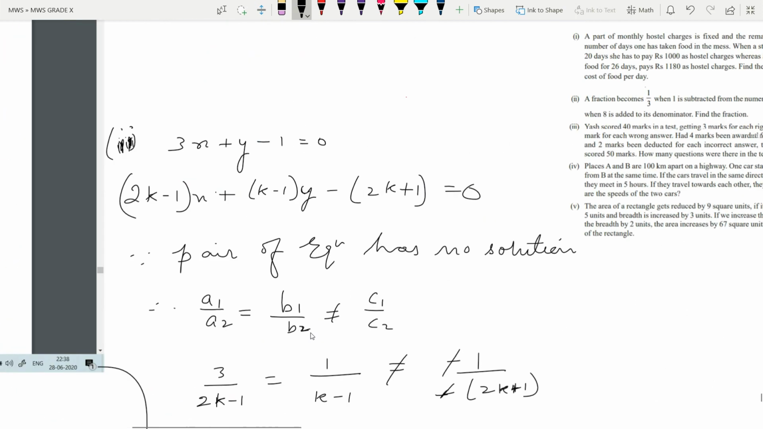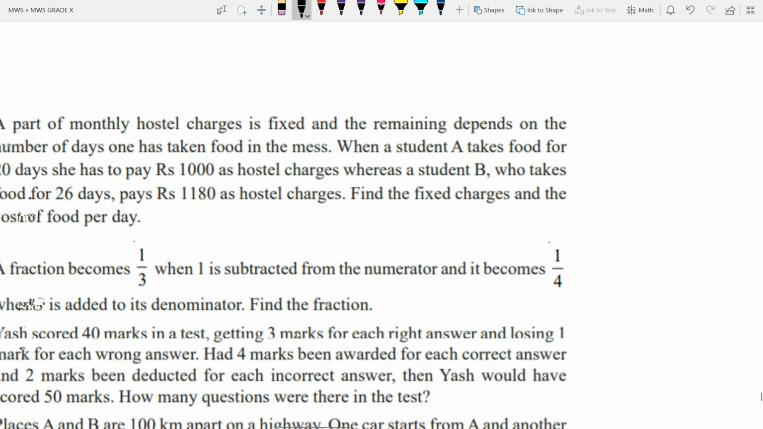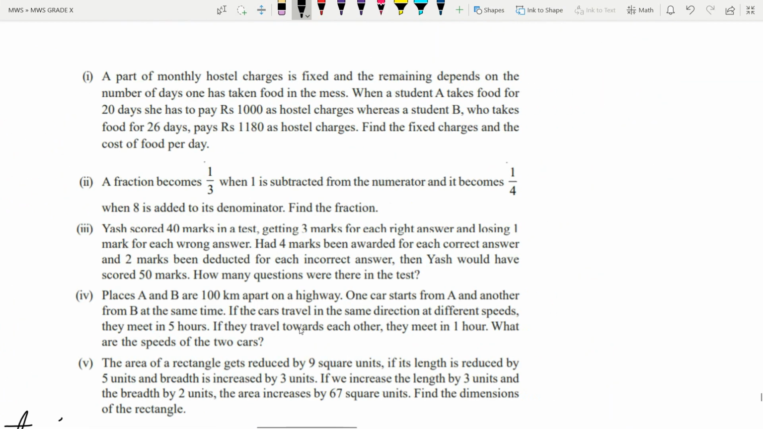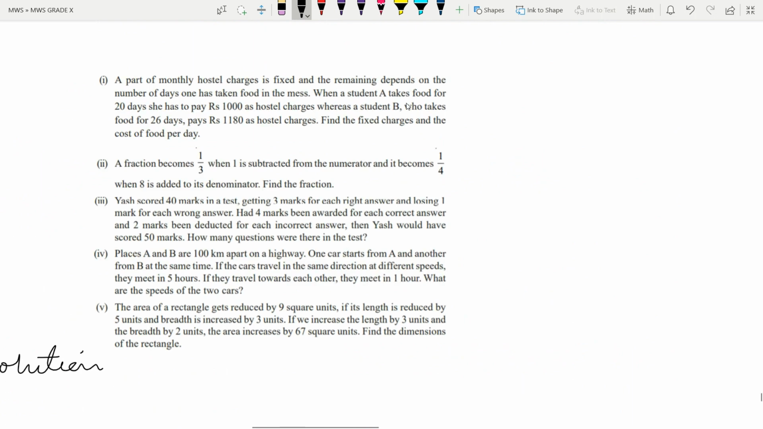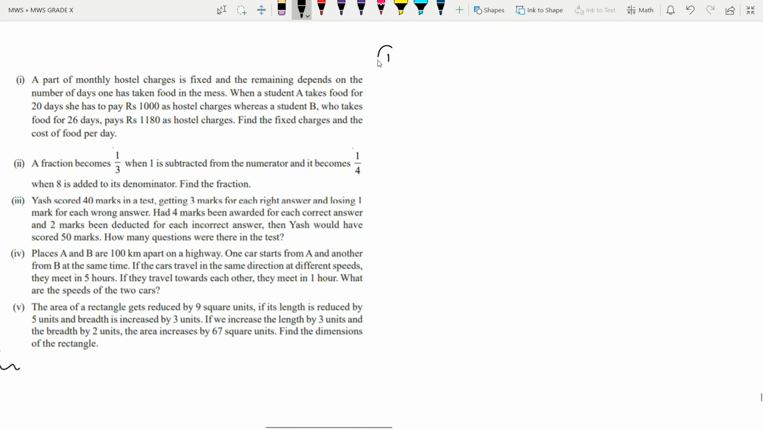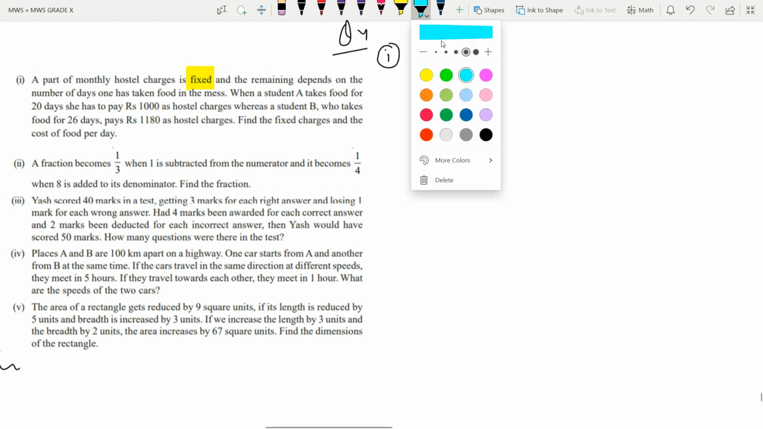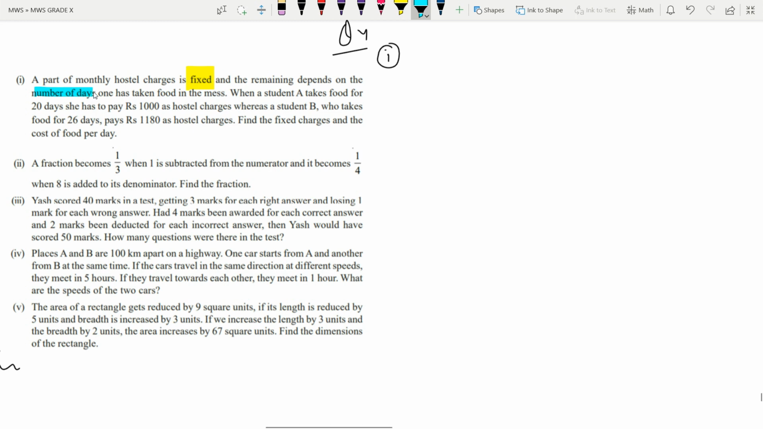So let us read out these problems. The first part, question number 4, first part. A part of monthly hostel charges is fixed. What is written? A part of monthly hostel charges is fixed, and the remaining charges depend on the number of days one has taken food in the mess.